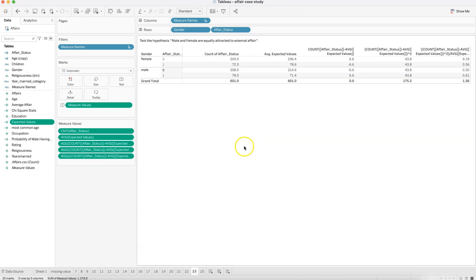So that's mainly what I wanted to show you, how you can solve data analysis scenarios like this in Tableau, and I hope you will enjoy the video.